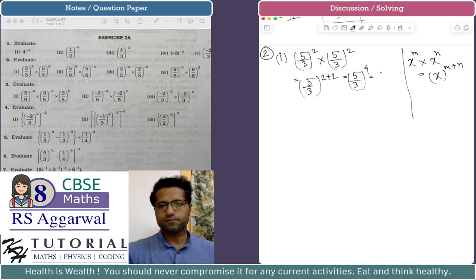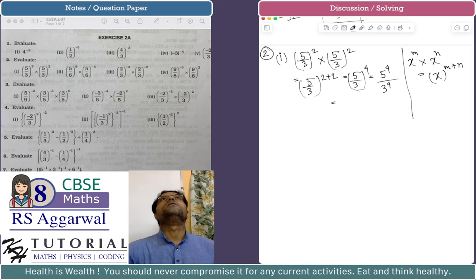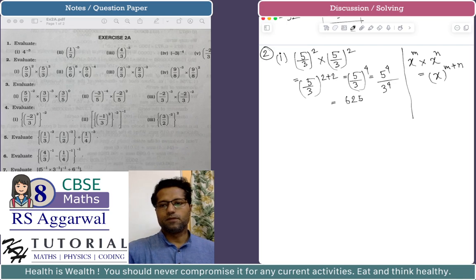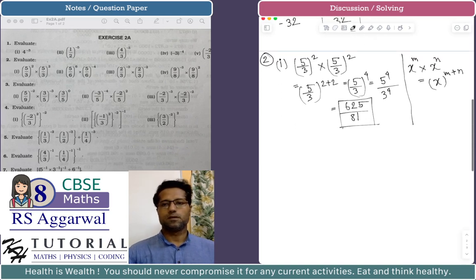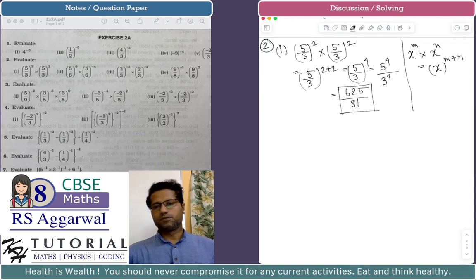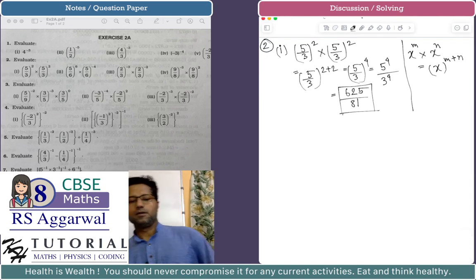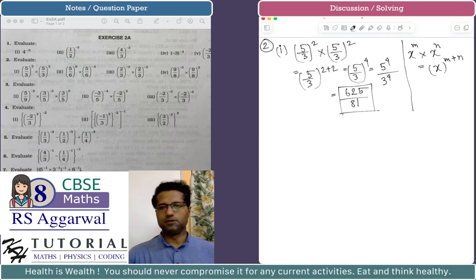This is equal to 5 to the power 4 divided by 3 to the power 4, and this is how much? 625 divided by 81. Okay. Now in these kind of problems, you should not be making any mistakes in computing, finding the power of some integer like 5 to the power 4, 3 to the power 4, cube, square, to the power 5. All these values, you should not be making any mistakes.